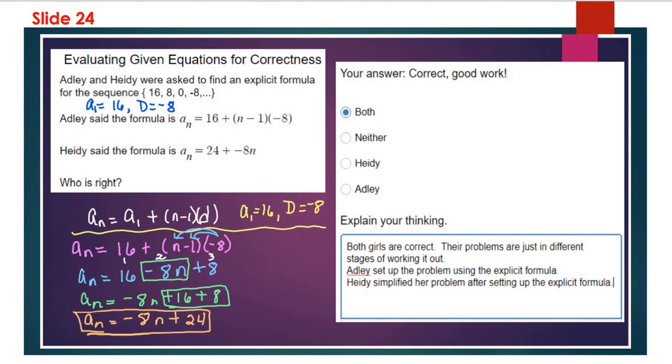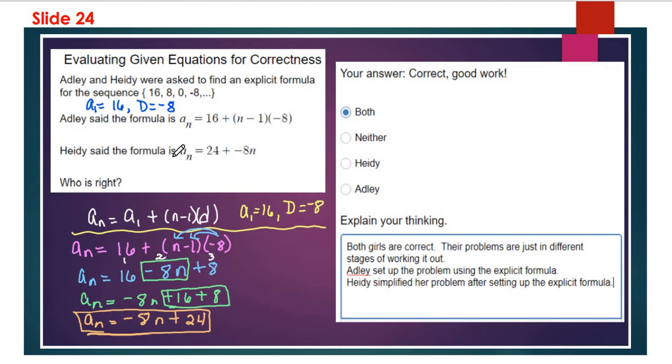Slide 24, you're going to evaluate given equations for correctness. Adley and Heidi were asked to find an explicit formula for this sequence. So she started at the back. -8 minus 0 is -8. 0 minus 8 is -8. 8 minus 16 is -8. Then they identify the first term. Adley wrote this right here. And then Heidi said, no, this is the formula.